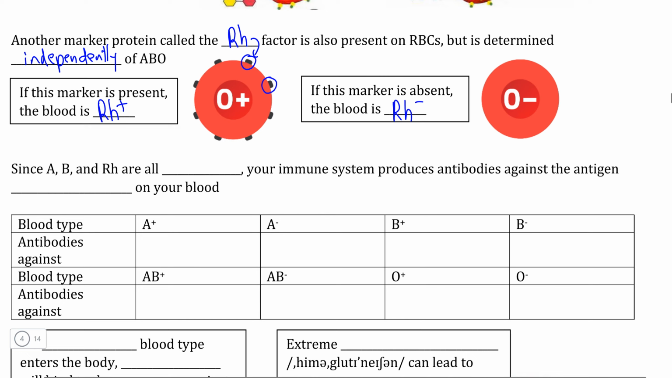And for blood typing identification purposes, it's customary to list both the A, B, or O blood type first, and then whether the Rh factor is present second. So blood type O positive means that it has the O antigen of A, B, and O, and the Rh factor is present on the surface, whereas with blood type O negative, the Rh factor is nowhere to be found.